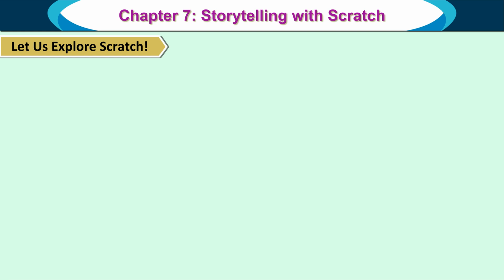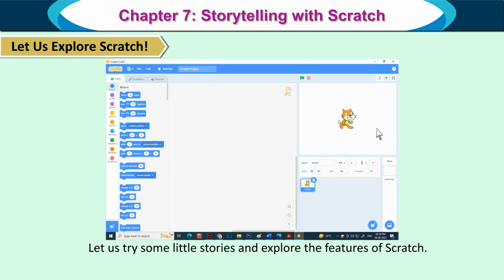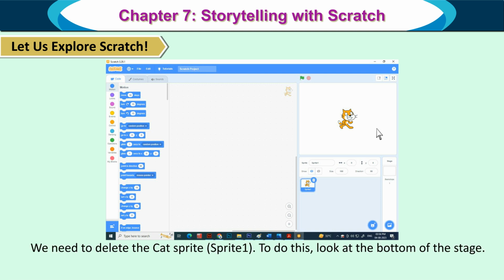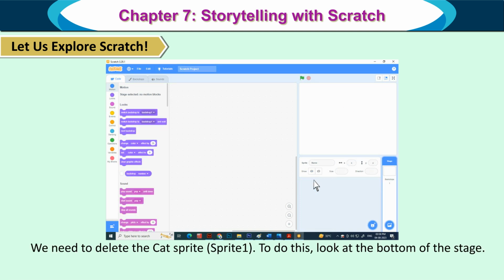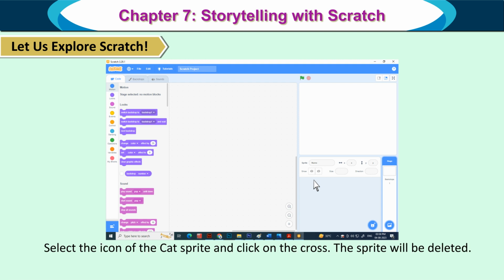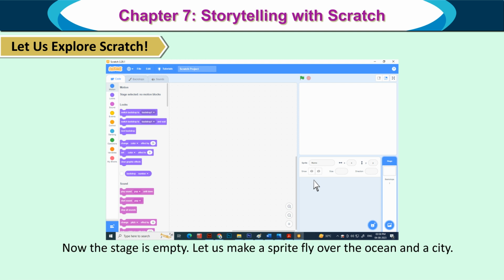Let us explore Scratch. Let us try some little stories and explore the features of Scratch. We need to delete the cat sprite, Sprite 1. To do this, look at the bottom of the stage. Select the icon of the cat sprite and click on the cross. The sprite will be deleted. Now the stage is empty.